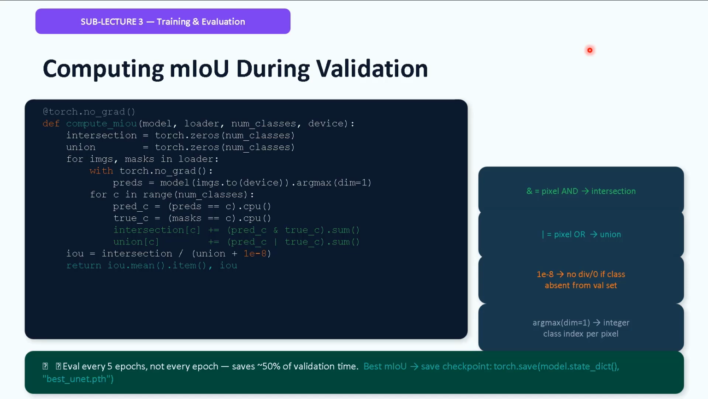The ampersand operator gives you the intersection, pixels correct for that class. The pipe operator gives you the union, all pixels in either prediction or ground truth. We added 1e-8 to the denominator to prevent division by 0 if a class is completely absent from the validation set. Running the full validation set takes time. Every epoch would add too much overhead.